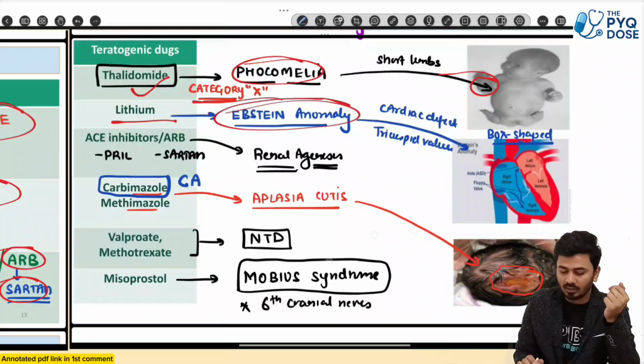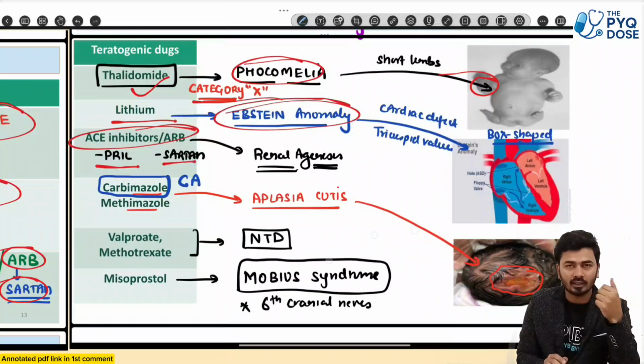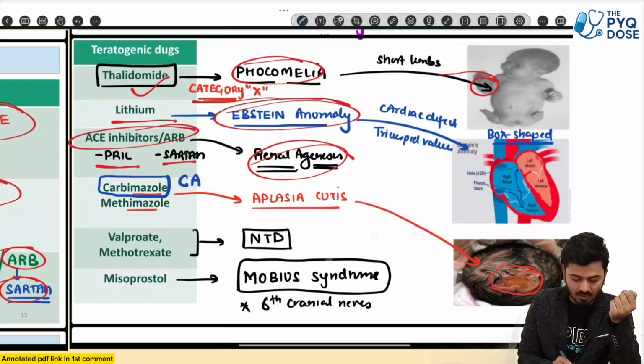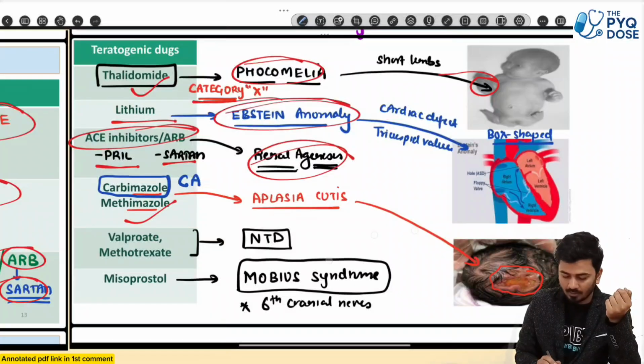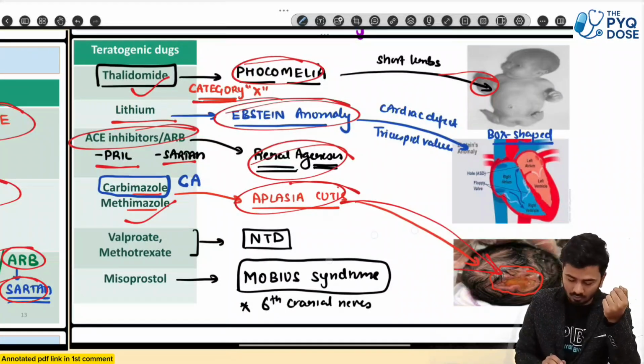Lithium causes Ebstein anomaly, which means cardiac defects. ACE inhibitors and ARBs, pril and sartan, which we just studied, cause renal agenesis if used in pregnancy. Carbimazole and methimazole can cause aplasia cutis.